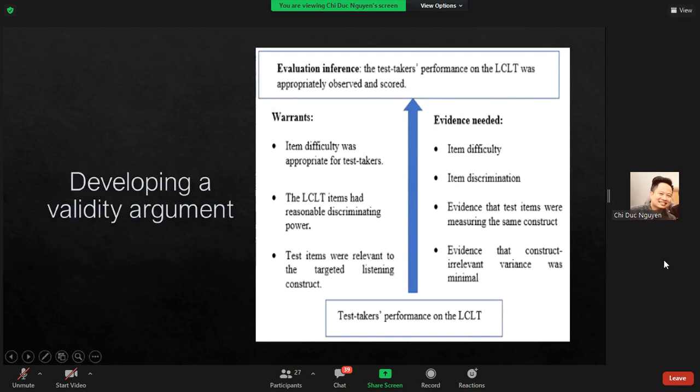Here I have a table, and the first step in the argument-based validation is that we need to build up the argument together with the relevant warrants and evidence. So in this one over here, what is the claim? Where can you find the claim? What is the evidence and what is the warrant? And what is the relationship between and among them?